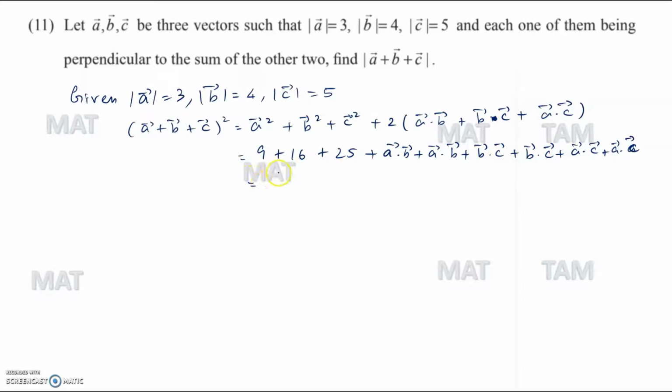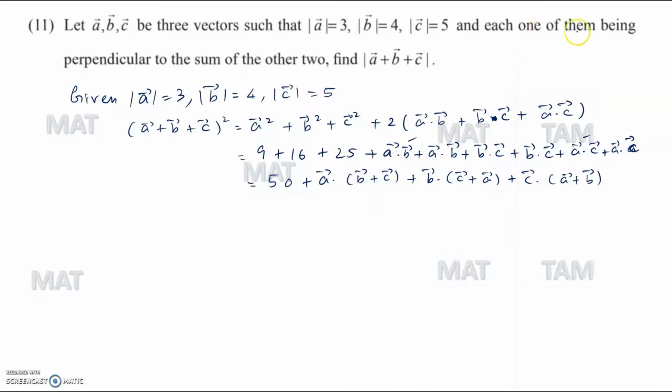So further we can simplify this. This would be equal to 50 plus, we can take A common, vector A dot product with vector B plus vector C. Similarly, vector B dot product with C plus A, plus vector C dot product with vector A plus vector B.